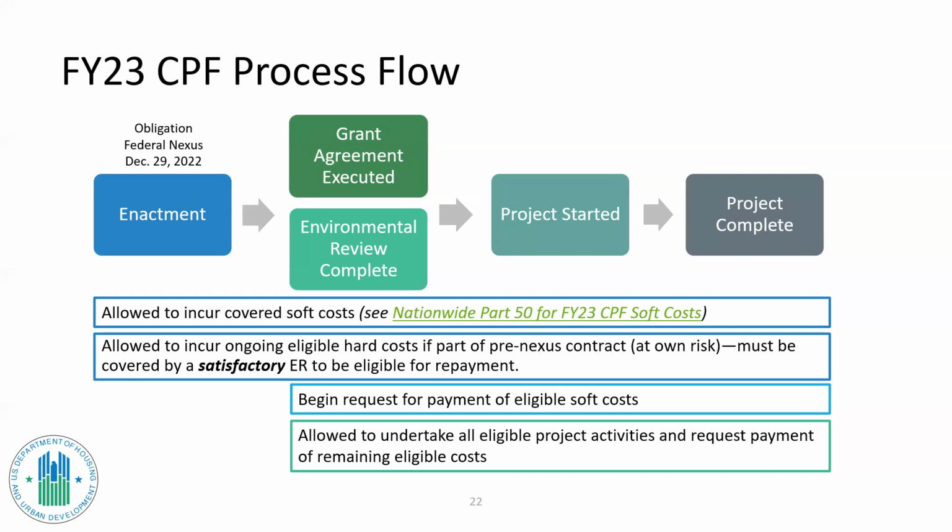Although HUD encourages all physical work to stop after the federal nexus until the environmental review is completed, grantees are technically allowed to incur those ongoing hard costs at their own risk after the federal nexus, but only for activities that were already part of a pre-nexus contractual obligation. And ongoing here means that you had that pre-nexus contractual obligation and you have these ongoing hard costs that you're obligated to perform.